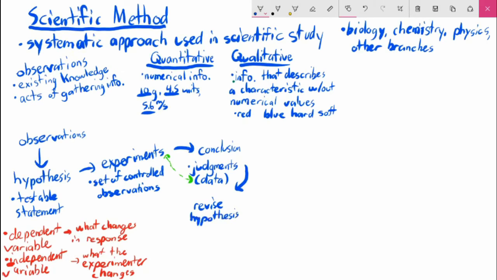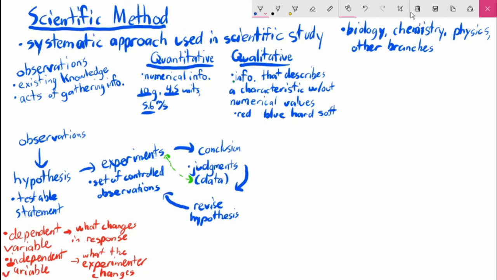And so this stage, if the hypothesis was not supported by the conclusion, then they revise it. Scientists revise the hypothesis if it was proven false. So if it was proven false, then they'll revise it and they'll run more experiments.